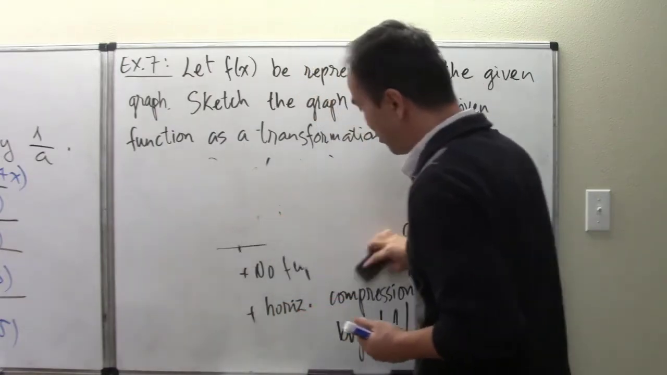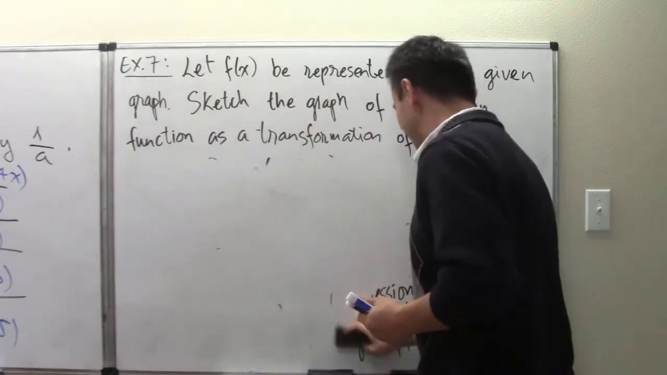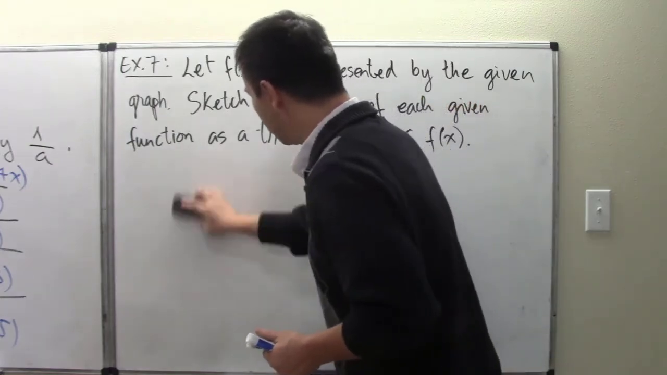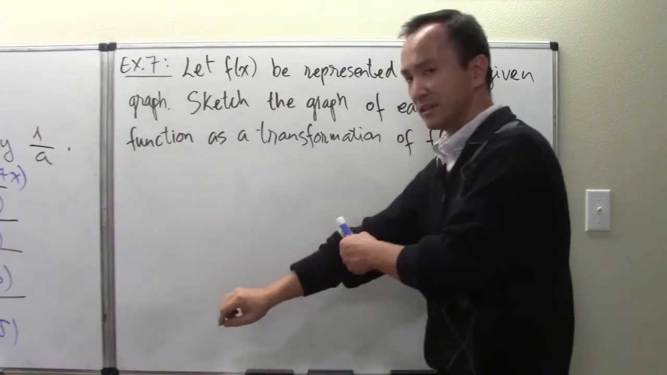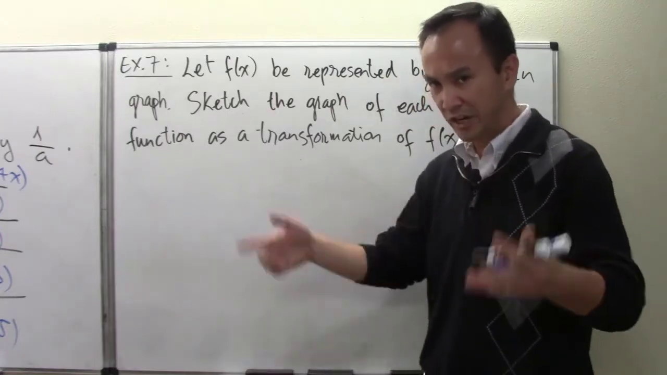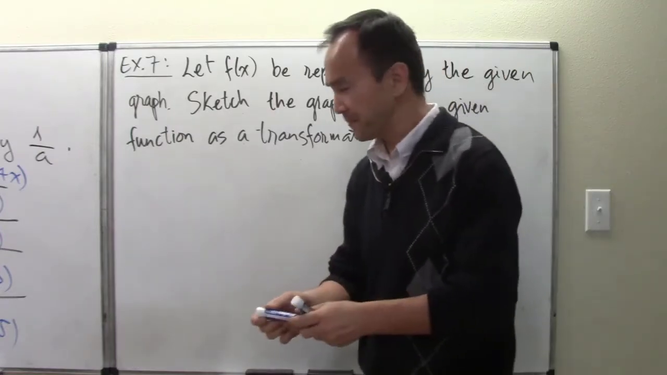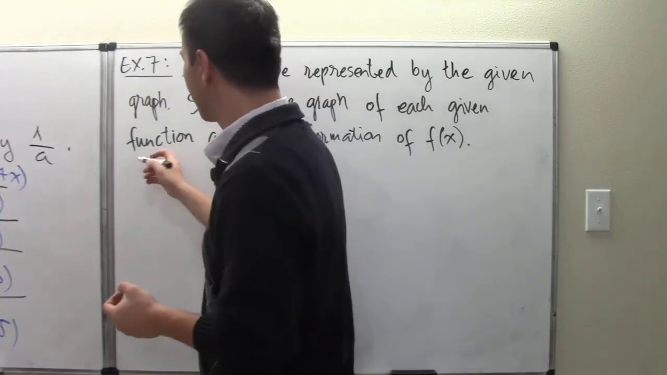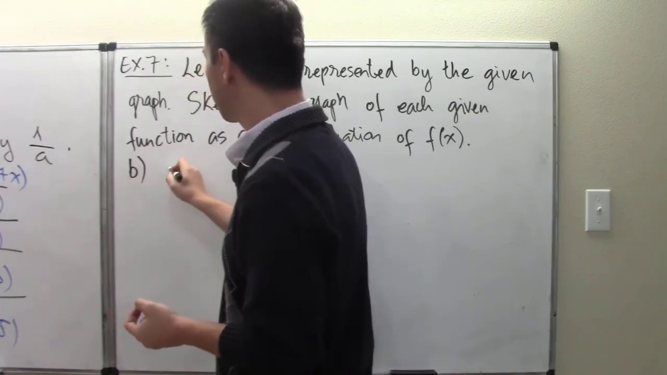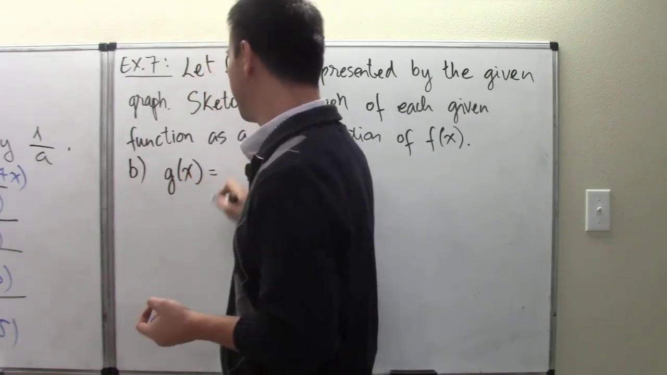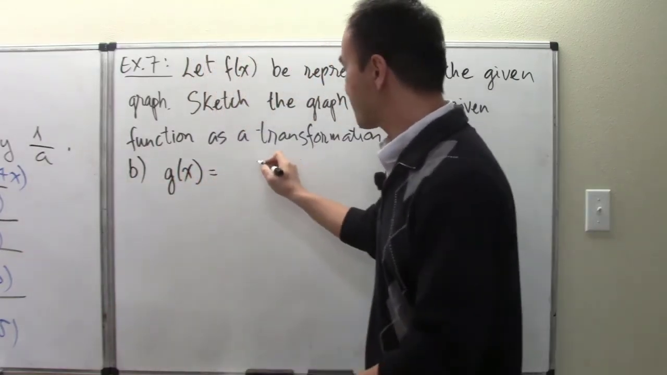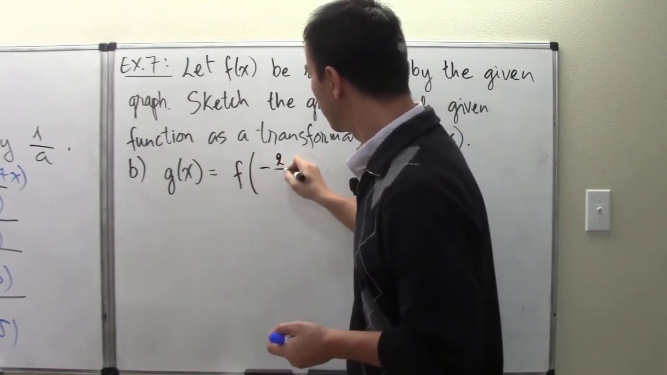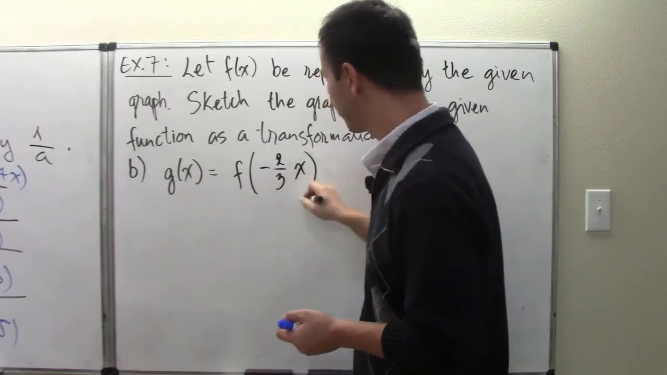So now I am going to give another function. These are all indicated by different problems, so allow me to reuse the name right here. So it's g of x again. Okay. So now part B of the problem. Let's look at g of x. That's defined as f of negative 2/3 of x.